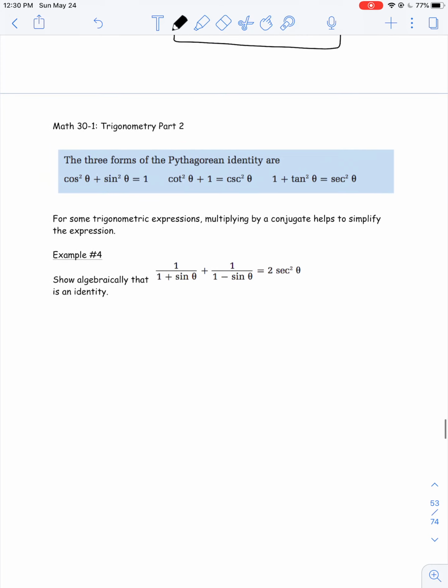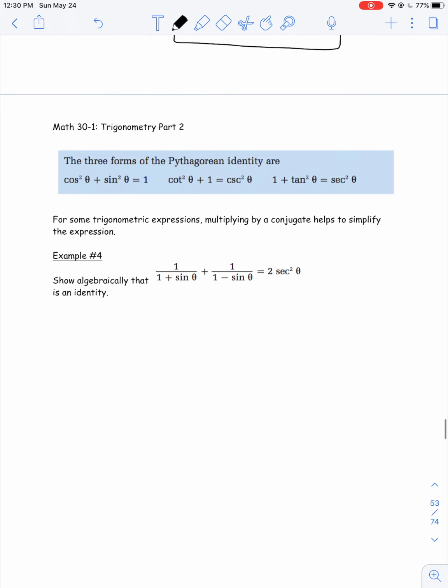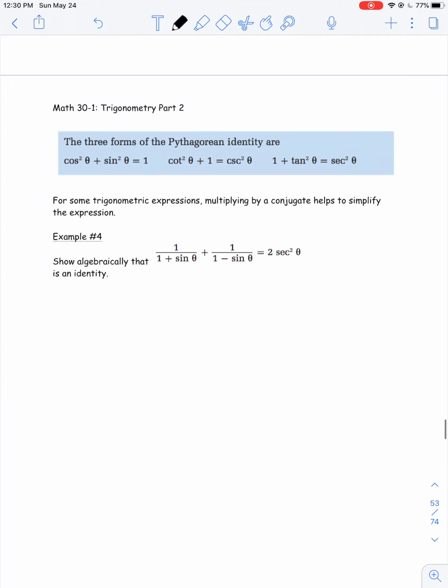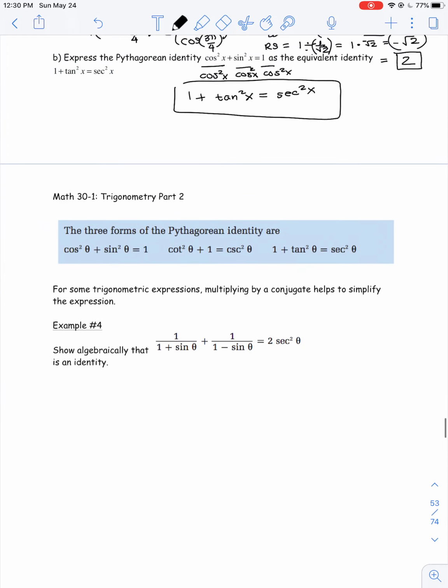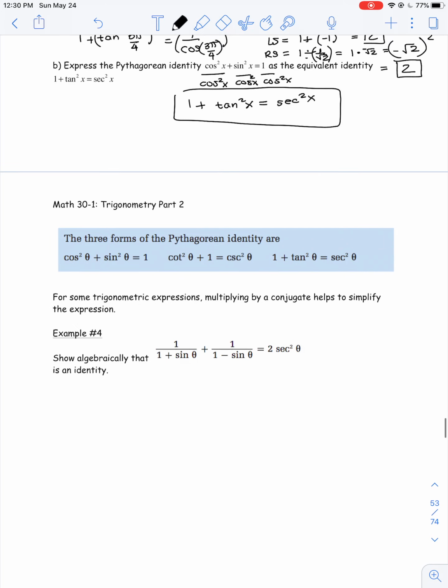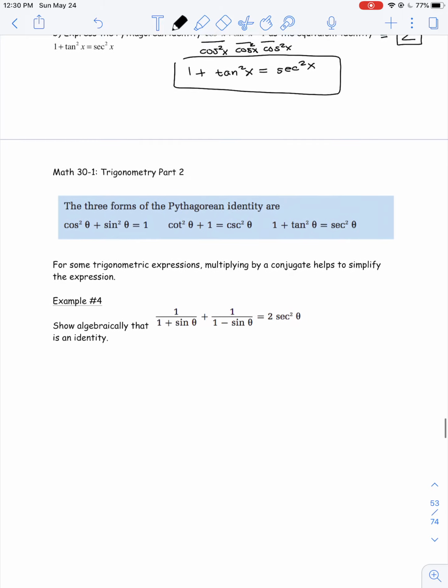The next one is we're going to look at the 3 forms of the Pythagorean identity, which is the one we just looked at, which is cos squared theta plus sine squared theta equals 1. Then there's cotangent squared theta plus 1 equals cosecant squared theta. And that's what I would have gotten if I had divided all those values by sine squared theta like I was starting to. That would have given us the second identity. And this one right here, this identity, I just divided everything by cos squared x to get that.